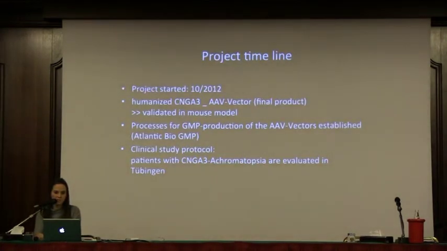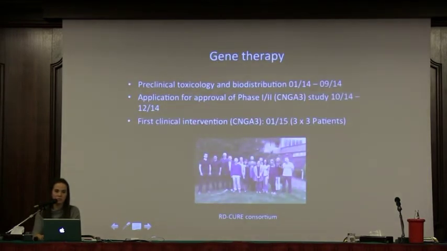In our project, the timeline looks like this. The project started in 2012. Of course, there was some preliminary work before, actually a lot, so that we could move on with this step. And now we are at the phase where we are recruiting patients with CNGA3 mutations. And parallel to us, the vectors are getting prepared and tested, because we also have to know that there are no toxic effects which we have to be afraid of. The first clinical intervention is planned for the beginning of 2015.